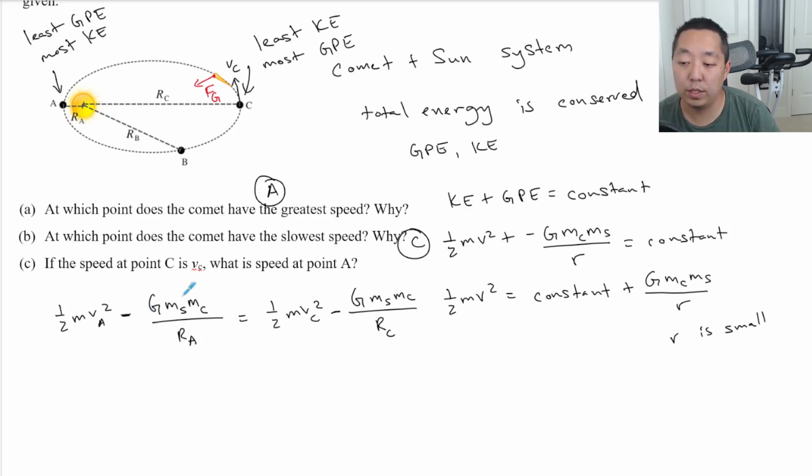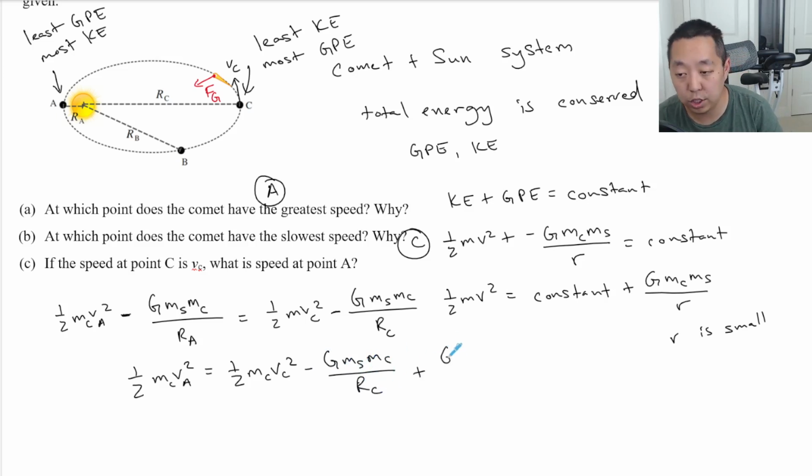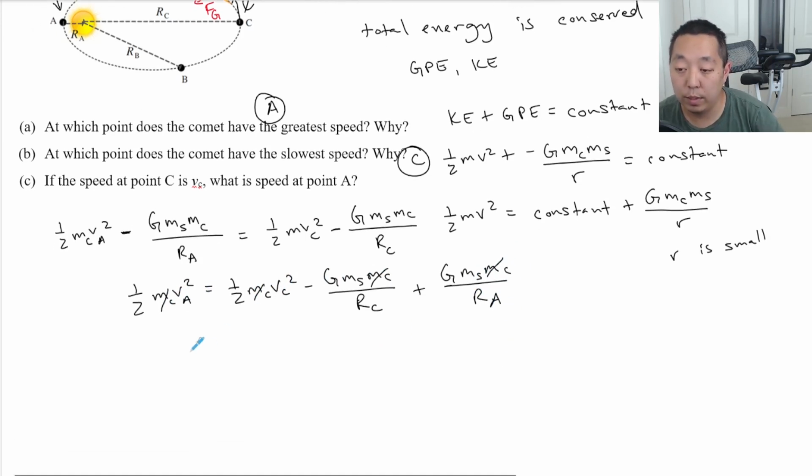What's the speed at point A? We want to solve for VA, so we're just going to add that to the other side. Oh, sorry, this m is the mass of the comet. So 1/2 mc VA squared is equal to 1/2 mc VC squared minus G ms mc over RC, then plus G ms mc over RA. Now there's an mc in all the terms, so we can divide them out and cancel them. I'm going to multiply by 2, and then take the square root.